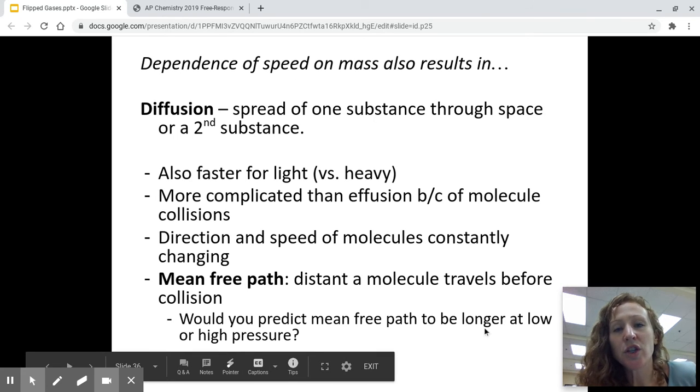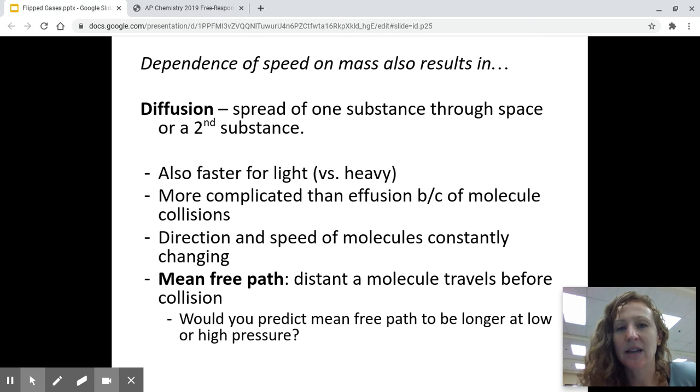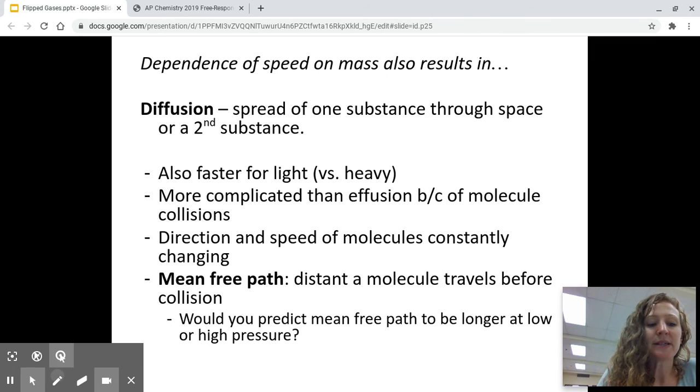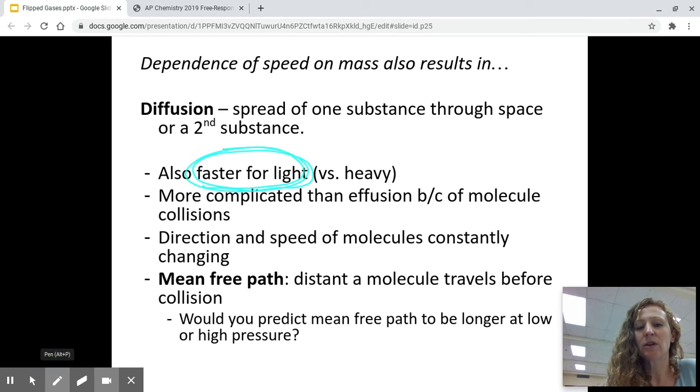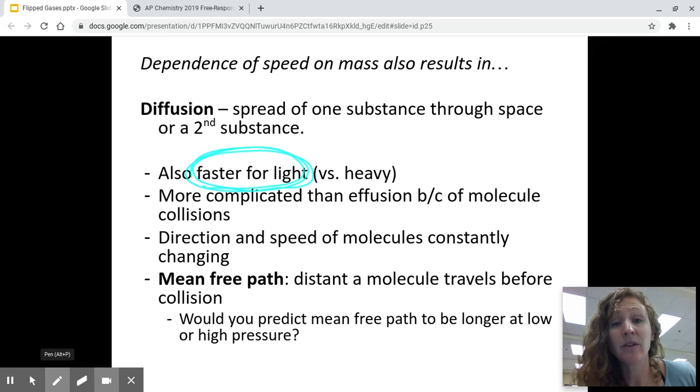So diffusion doesn't come with an equation because it's such a complicated process. You know, with all of the collisions that happen and the new angles that would form and the elastic transfer of energy that happens when molecules collide. Basically, again, it comes down to the relationship. Diffusion is going to be faster for light molecules than heavy molecules, very consistent with what we've seen before.